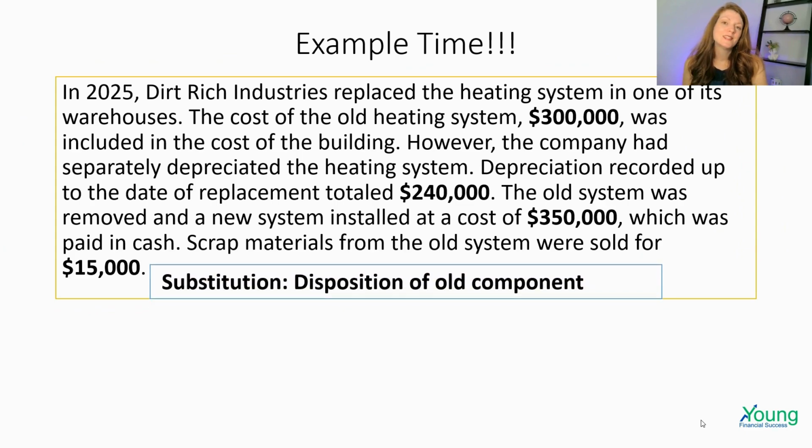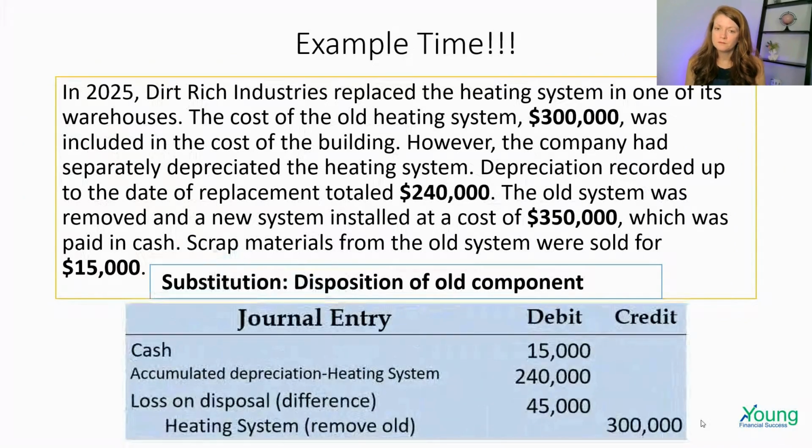So if we're going to use the substitution method, this is where they dispose of the old component. We are going to debit cash for the $15,000 that they sold the scrap for. We are going to decrease the accumulated depreciation by the whole $240,000. They got rid of it. We're going to get rid of the heating system that we showed, or it may show as the building itself, but we're going to remove that. So we'll credit that asset for $300,000, and then the difference, the $45,000, will be a loss.